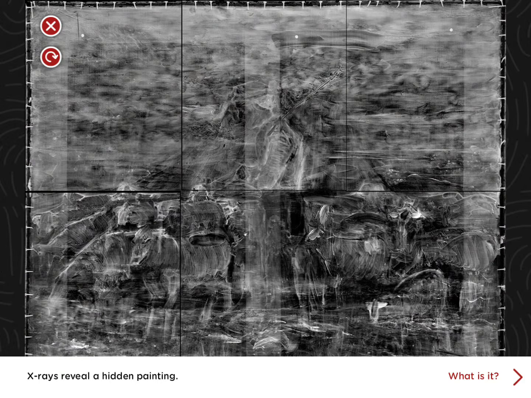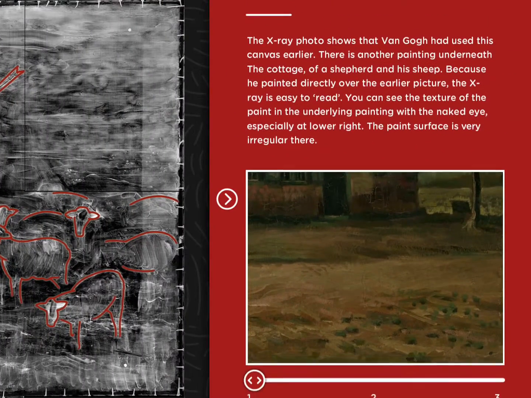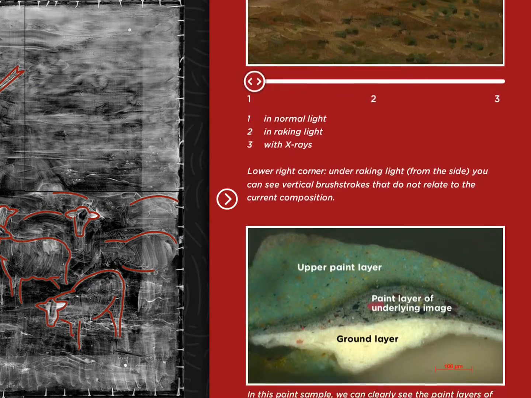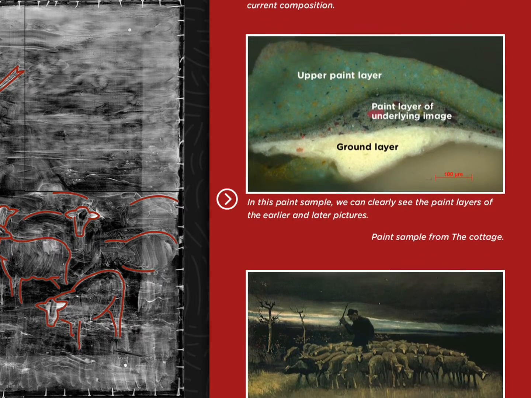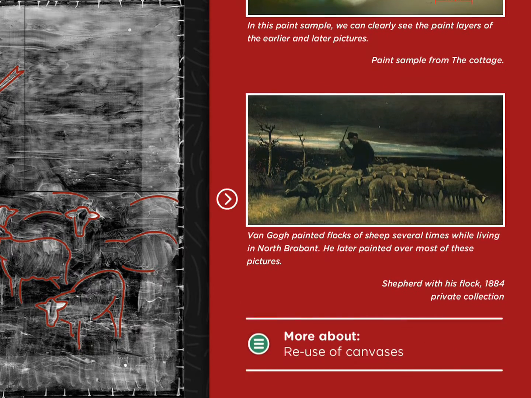Over on the right it says, what is it? Click that and it gives you an outline. It's a shepherd and sheep. On the red bar, click that and it talks about recycling. The x-ray photo shows that Van Gogh had used this canvas earlier. He often reused canvases, and a lot of times he was painting a shepherd and a sheep.